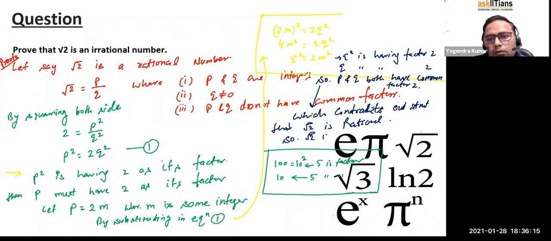So root 2 is an irrational number. That's all. This is how we can conclude, right? So this is how we prove. Okay, for root 3 also we can do the same and similar steps and we will get the answer, right? For these numbers, root 2, root 5, like that, we can do the same way, right? So this is what it is.